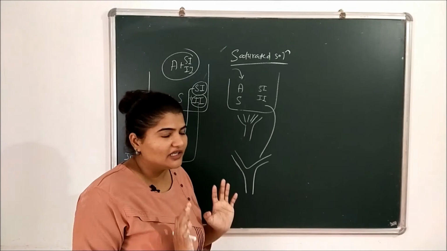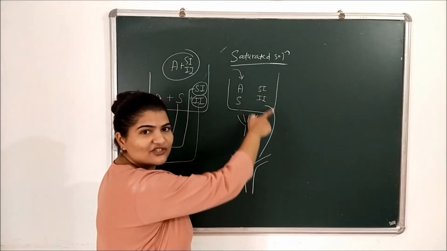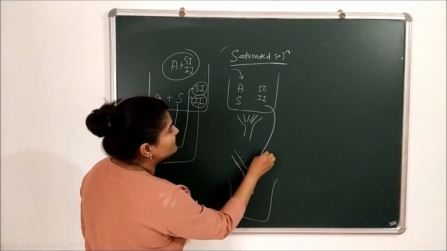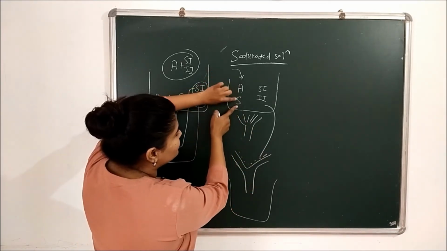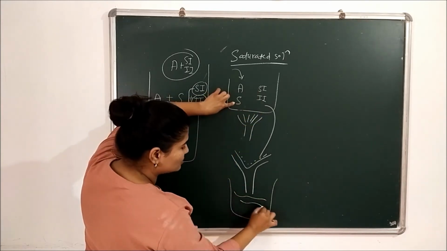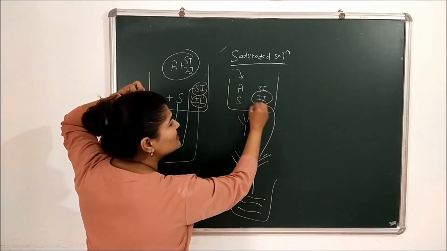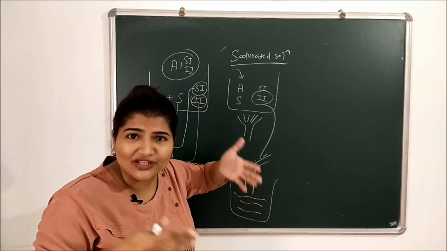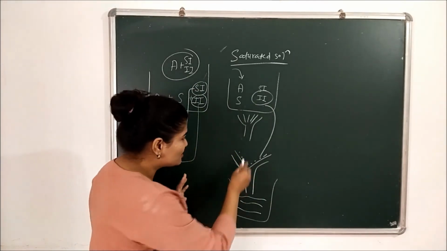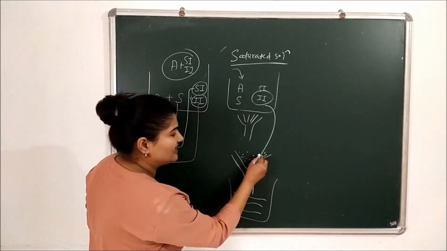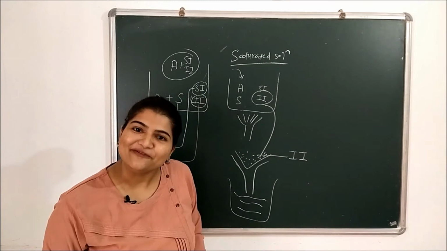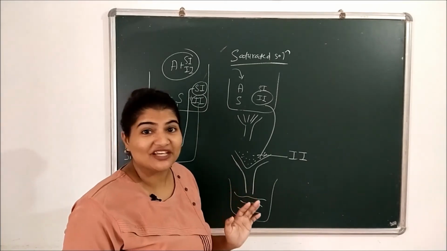So while hot, immediately we will filter this solution, and now you tell me what you will retain on the filter paper. Now analyte, solvent and soluble impurities will fall down in the filtrate, but the insoluble impurities are insoluble in the solvent, so they are as good as out of the solution, so they will be retained on the filter paper, and in this process you have separated the insoluble impurities from the crude mixture.